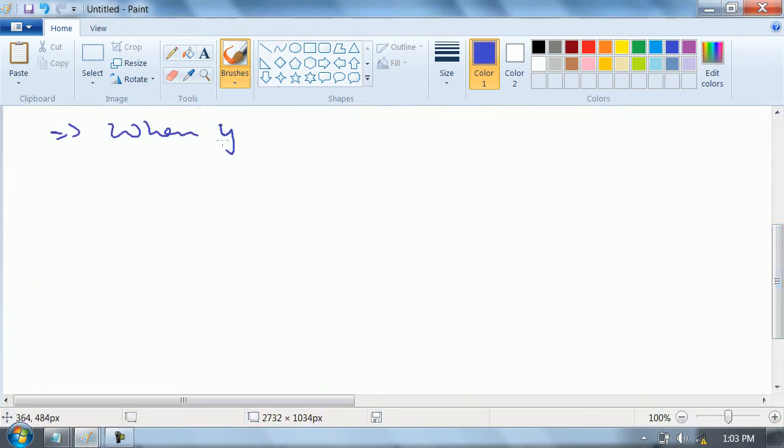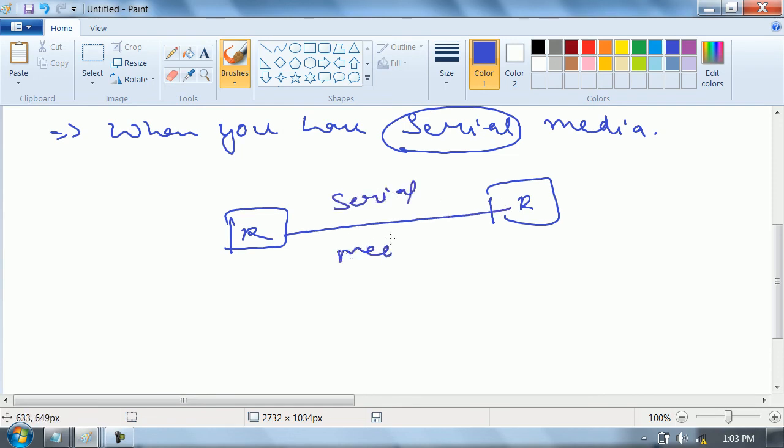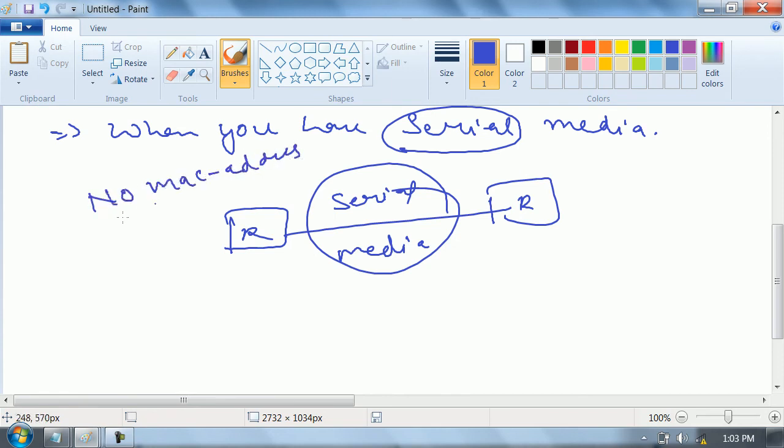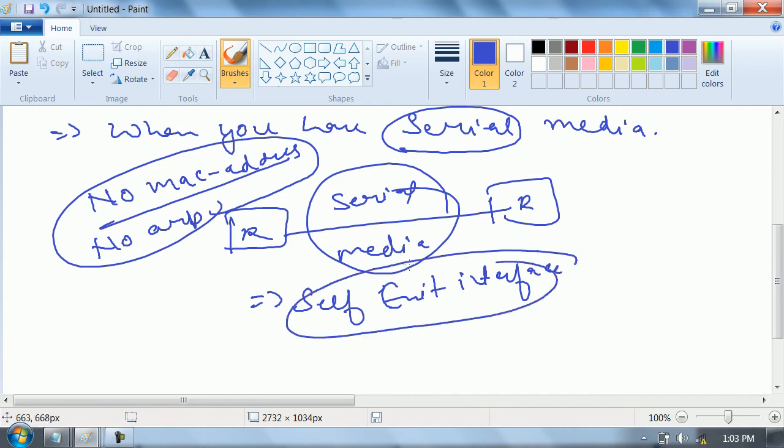when you are connecting routers by using a serial media. On serial media there are no MAC addresses. No MAC addresses means no ARP. Agree? In this case, what thing can you use? Self exit interface. This thing is clear? And in this case, there will be no problem because R1 will never generate ARP for R2. So there will be no problem.